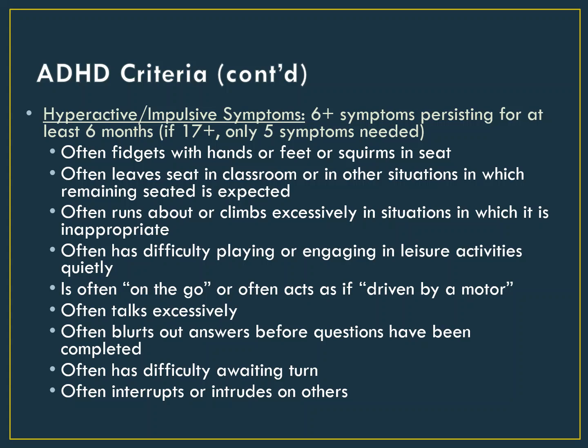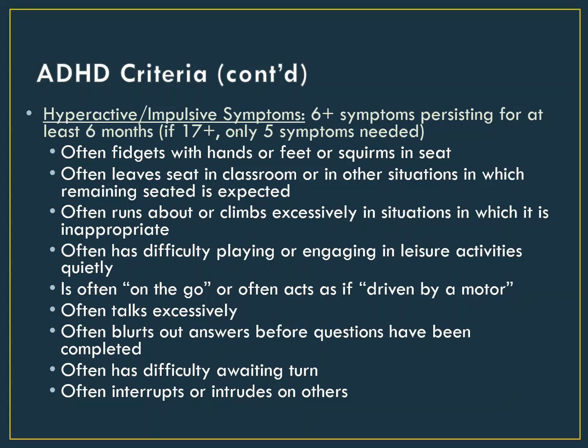Again, there are 9 possible symptoms, and a person needs to endorse at least 6 of them unless they are 17 or older, in which case only 5 are needed. First, these kids seem to never be able to sit still. They are constantly getting out of their seat when they're not supposed to, such as while at school or at the dinner table. While in their seat, they constantly fidget around, often kicking their legs, rocking in their chair, drumming their fingers, or touching all sorts of objects nearby.